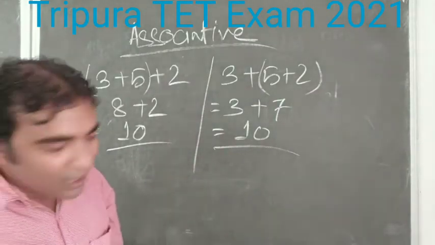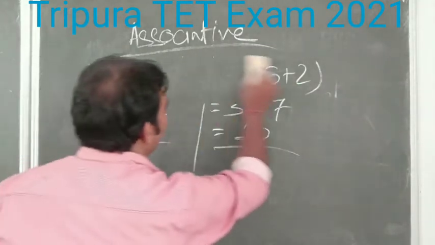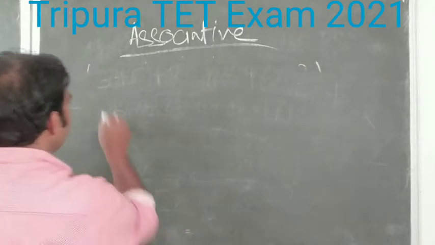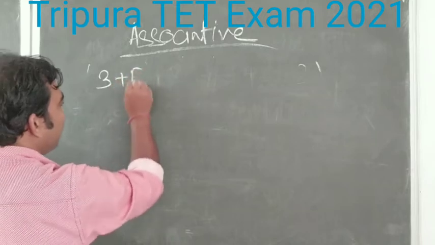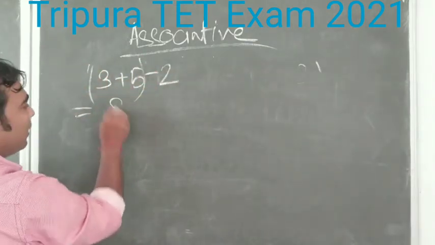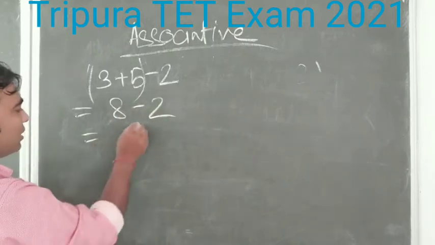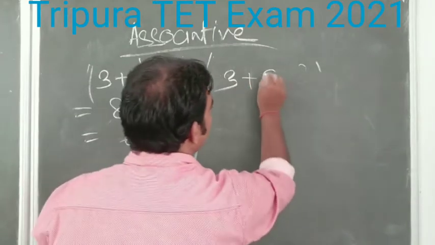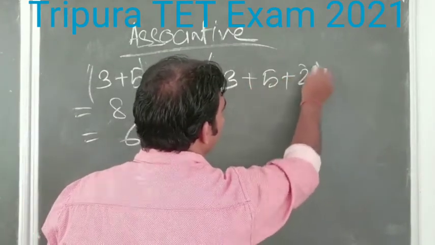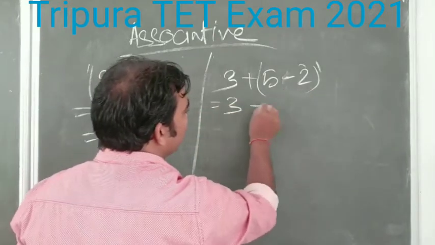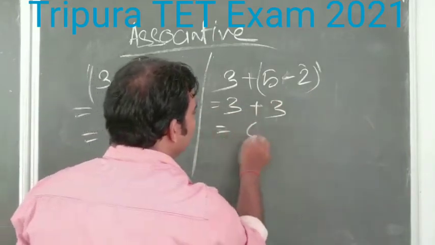Now what happens in the case of subtraction? If we do the subtraction, what happens? Let us check first. 3 plus 5 minus 2. If we do this one first, 8 minus 2, it is 6. Now 3 plus 5 minus 2 another way, it is 5 minus 2, that is 3, so 3 plus 3 equals 6.